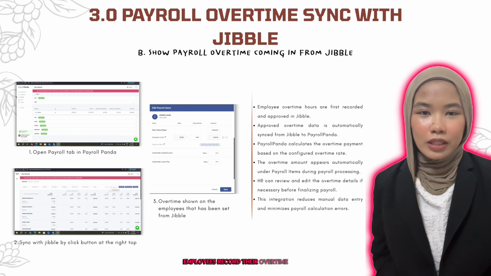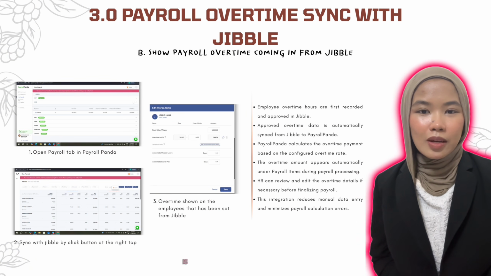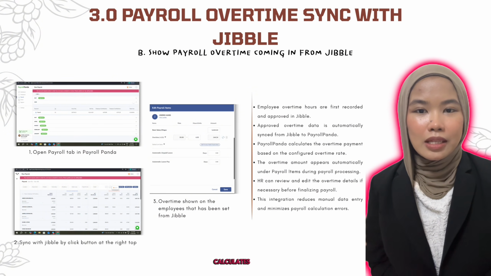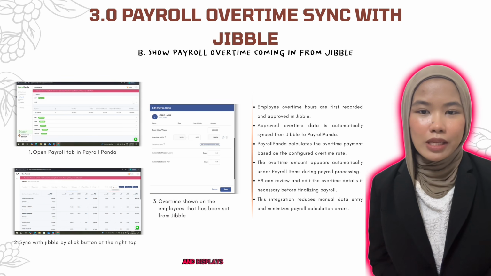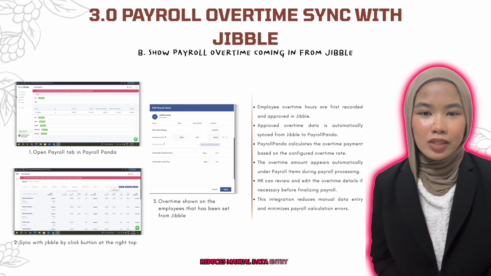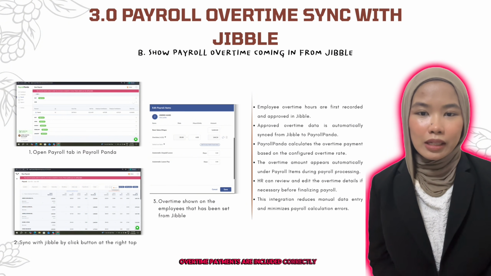Next, I will explain how overtime from Jibble is synced with Payrollpanda. Employees record their overtime hours in Jibble, and once the overtime is approved, the data is automatically transferred to Payrollpanda. The system then calculates the overtime pay based on the predefined overtime rate and displays it under payroll items. This process reduces manual data entry, improves accuracy, and ensures overtime payments are included correctly before payroll is finalized.